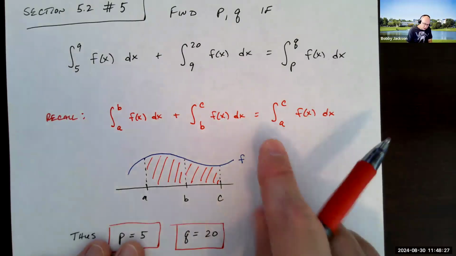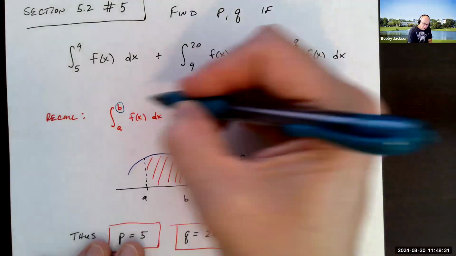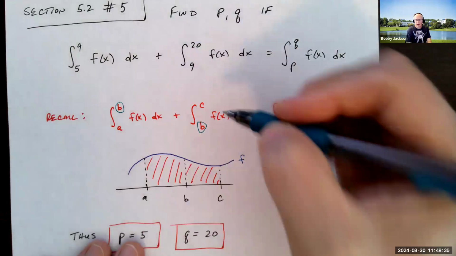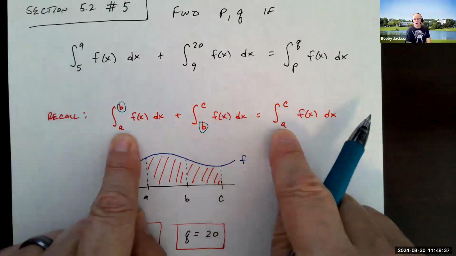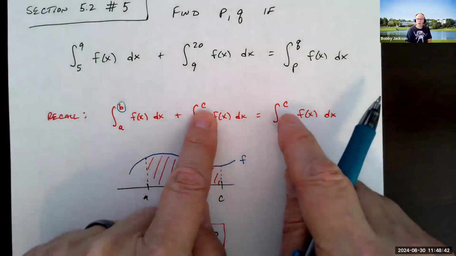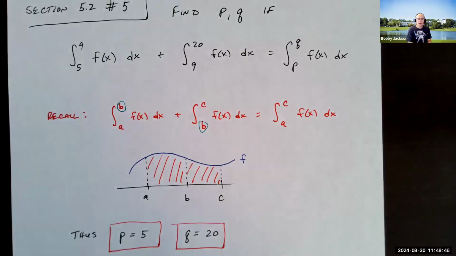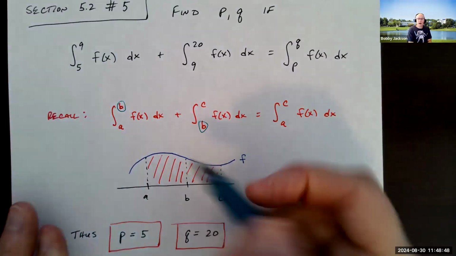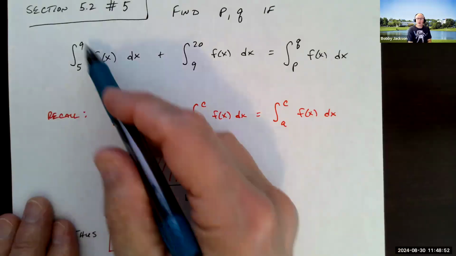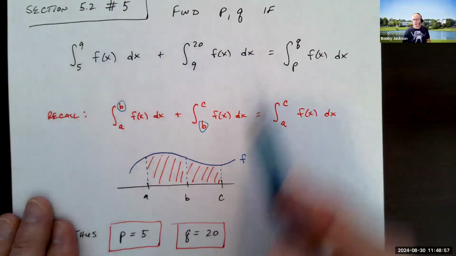And the bottom line is, when you're doing this, notice the upper limit here and the lower limit here have to match. And the resulting limits, right? The lower limit of the first integral becomes the lower limit of our result, and the upper limit of the second integral becomes the upper limit of our result. And so in this case, the nines are matching. So the lower limit P must be 5 and the upper limit Q must be 20. So that's how you do that one.